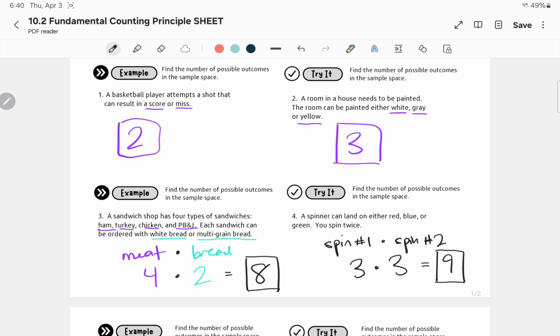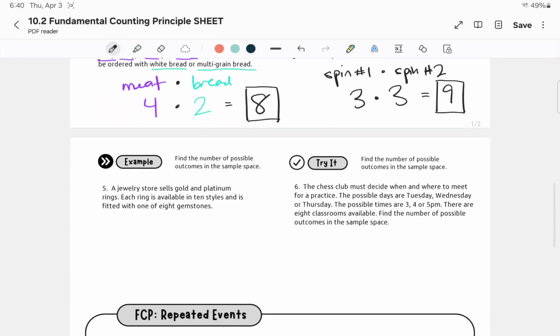Again, if you think about what we did last time with the tree diagram, all we were doing was multiplying. Those branches were multiplying. Red, blue, or green, each one of those had 3 more options. So that's why you get 3 times 3, which is 9.